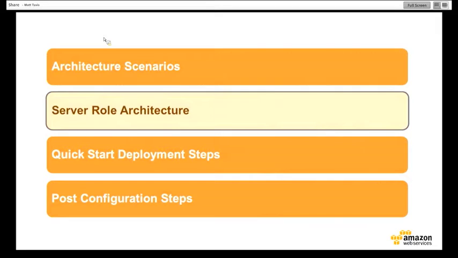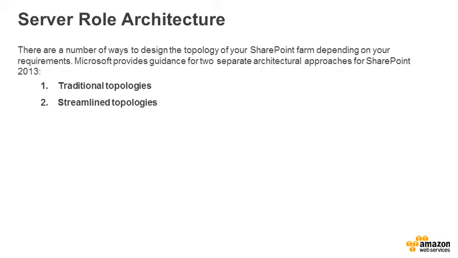So next we have to talk about server role architecture. This is actually an important shift from SharePoint 2010. In SharePoint 2010, there were what they call more traditional topologies, and this is some Microsoft terminology that applies to the actual server role architecture you use for deploying SharePoint. And now there's a new architectural deployment model for distribution of components called Streamlined Topologies. I'll cover both of those in the next two slides.